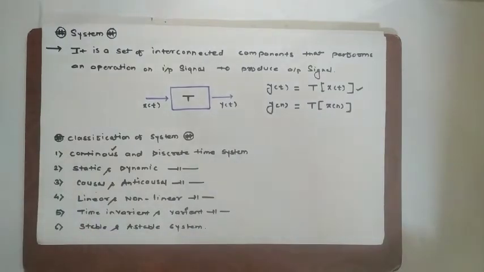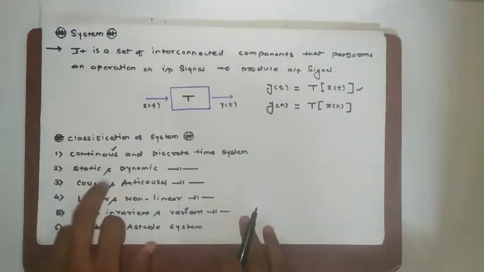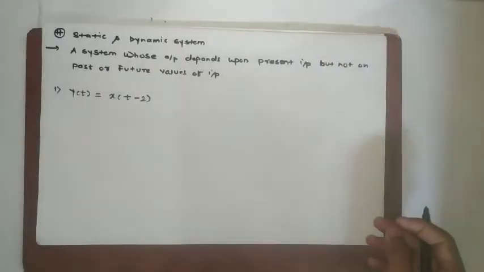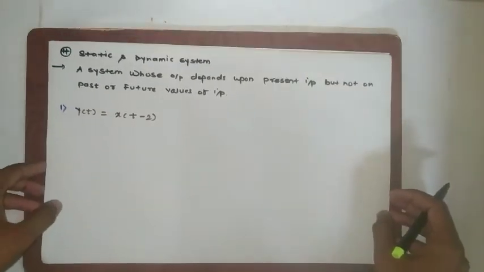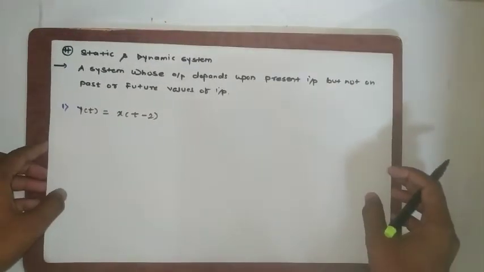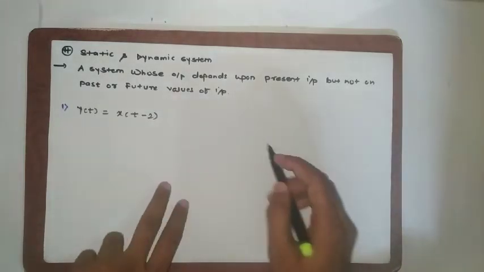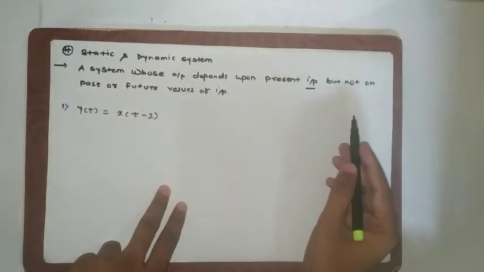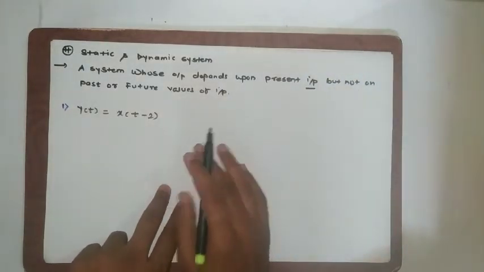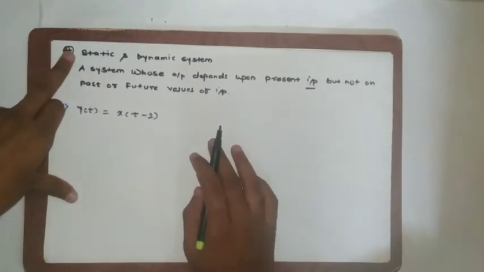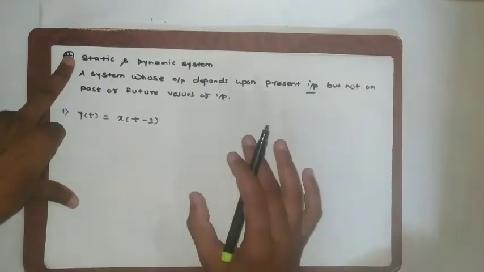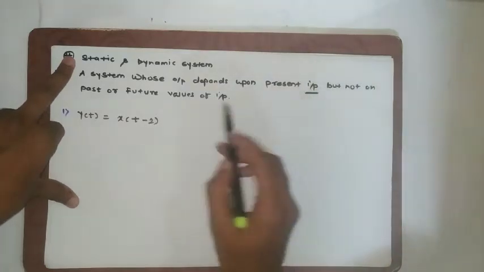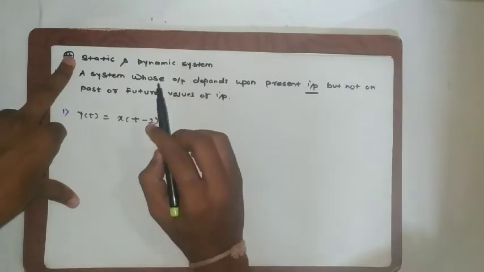Now we have a second set of systems, known as static and dynamic systems. Let us see what we actually mean by static and dynamic system. So here we have the definition. What do you mean by static system? A system whose output depends on the present input but not on past or future values of input is called a static system. That means we can say directly, a system whose present output depends only on the present input. Otherwise, the system is known as a dynamic system.